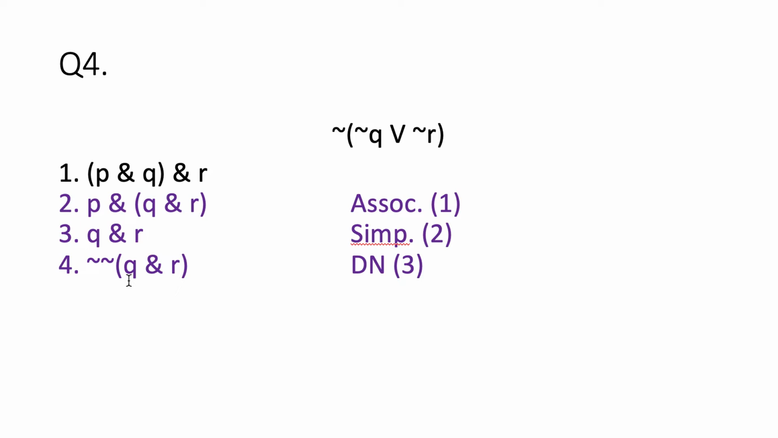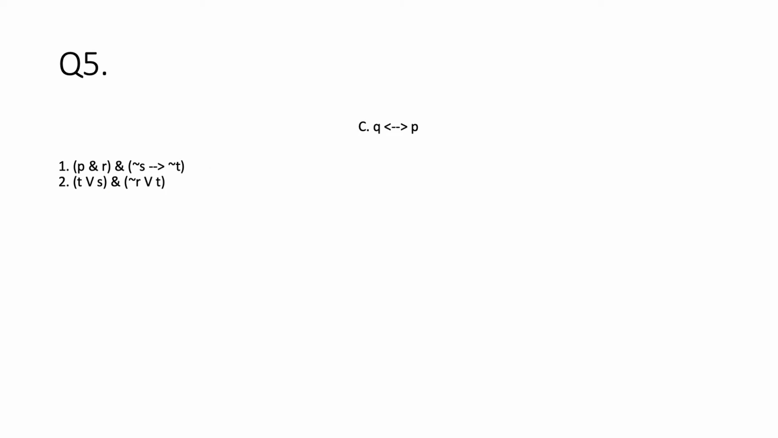And remember, De Morgan's, I bring one of these negation symbols into the brackets, negating the Q, negating the R, and also turning the conjunction operator into a disjunction. And that's my conclusion. So it was pretty straightforward. Question 5.